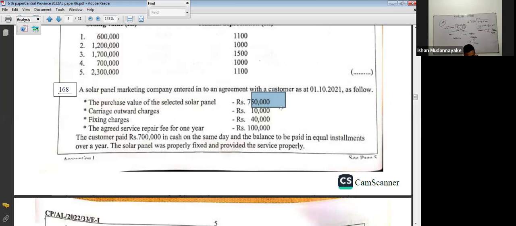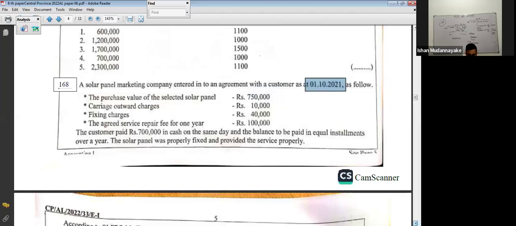The solar panel was properly fixed and provided the service properly. Right. The date of the agreement is October 2021.